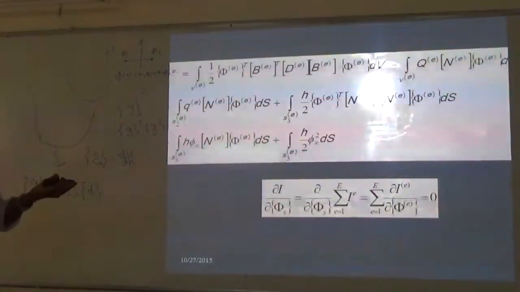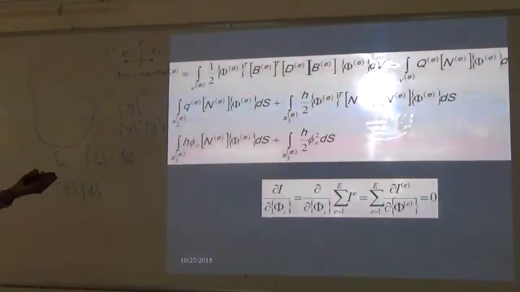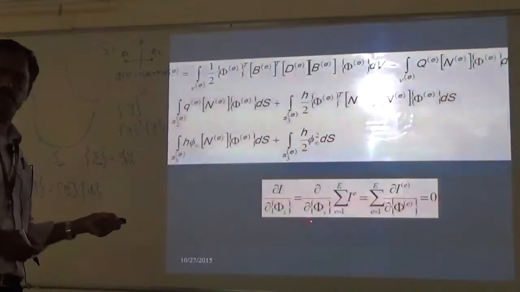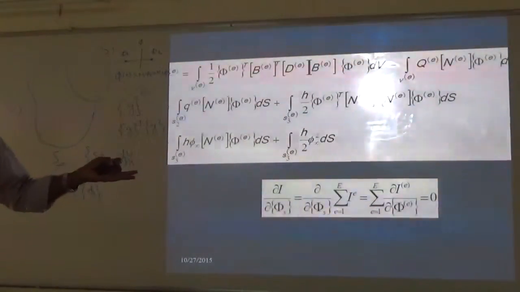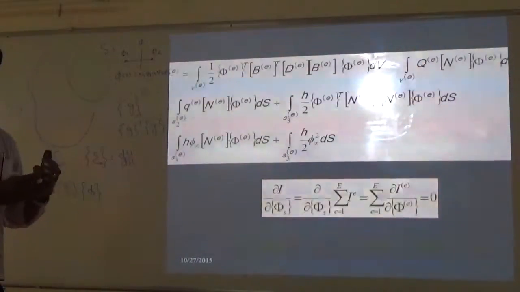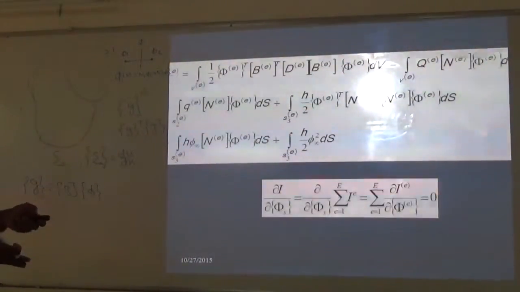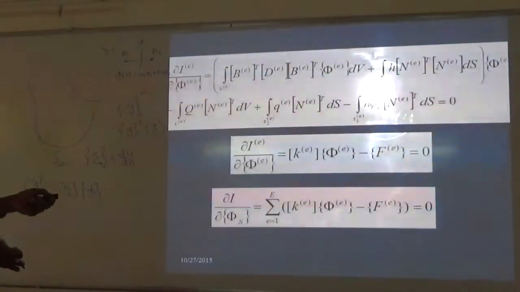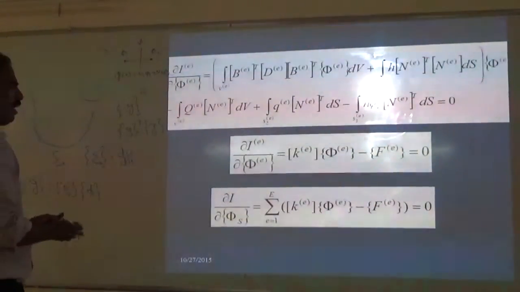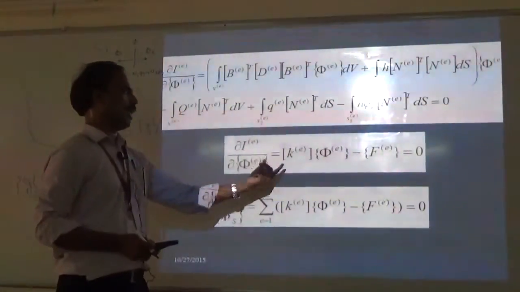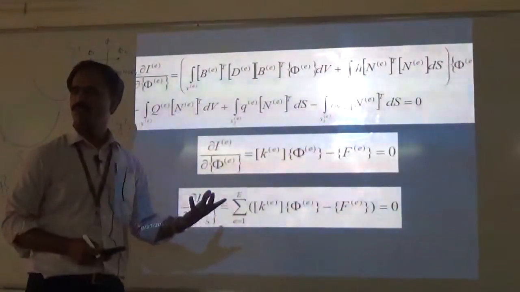We have E number of elements, and the total degree of freedom is N. We differentiate with respect to the system degrees of freedom and then equate it to 0, so that you can set up as many equations as required. Once you differentiate and equate it to 0, the equations can be very elegantly expressed in this format: K phi minus F equals 0.